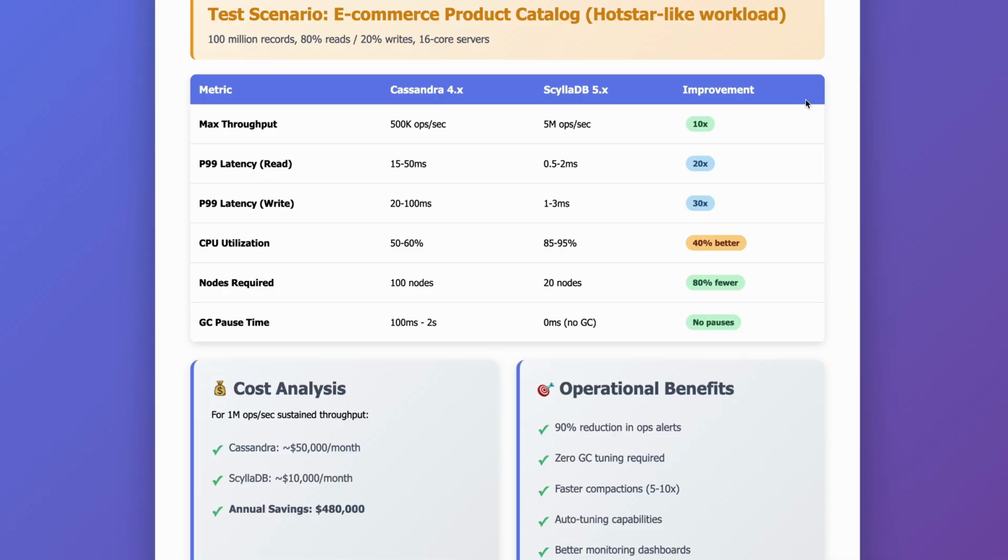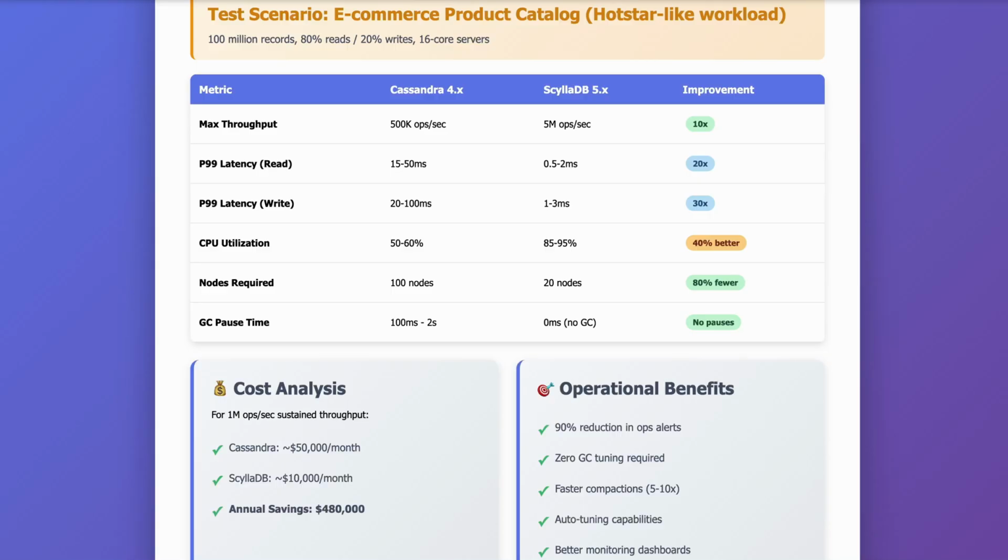Let's look at real performance numbers. This test scenario simulates an e-commerce product catalog, similar to Hotstar's workload, with 100 million records, 80% reads and 20% writes, running on 16 core servers. Without CDC, Cassandra 4 delivers 500,000 operations per second with P99 read latency of 15 to 50 milliseconds and P99 write latency of 20 to 100 milliseconds. CPU utilization sits at 50 to 60%, and you'd need 100 nodes.